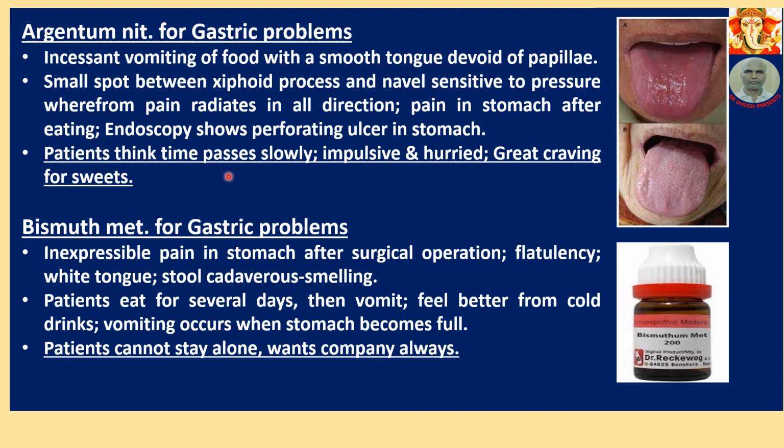Patient thinks time passes slowly. Impulsive and hurried. Great craving for sweets. This is characteristic of the person, not of the disease. When the symptom of the person matches, that symptom becomes very appropriate for the particular patient. These are called general symptoms.